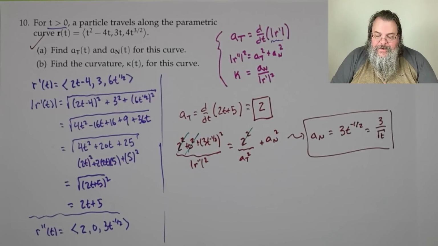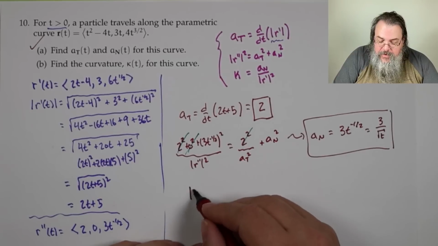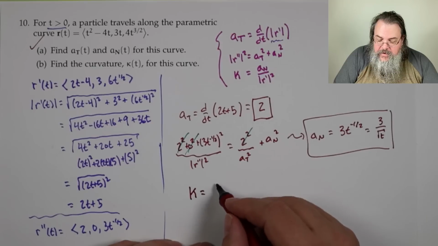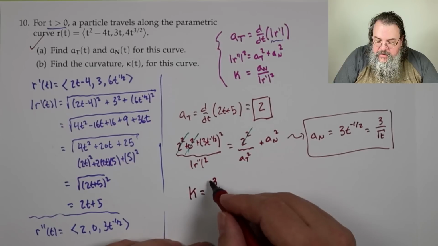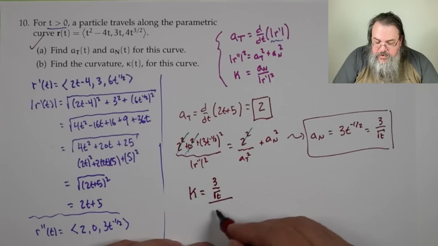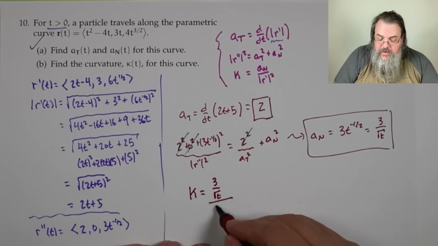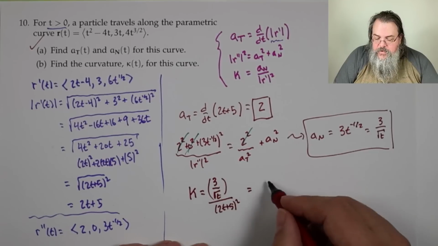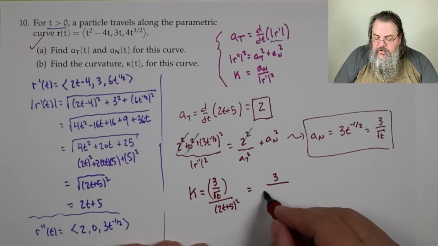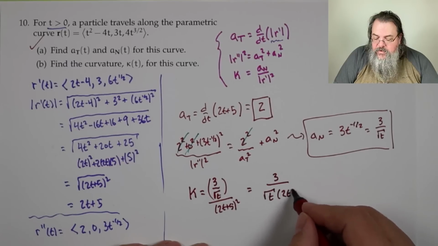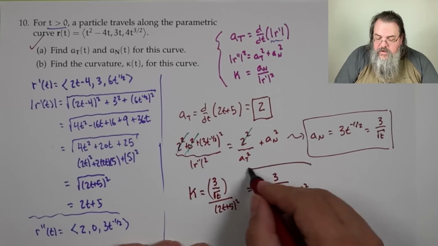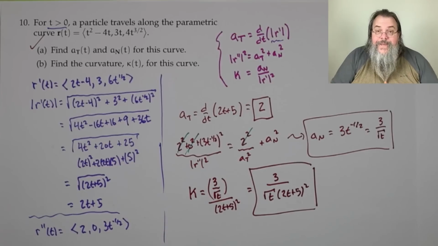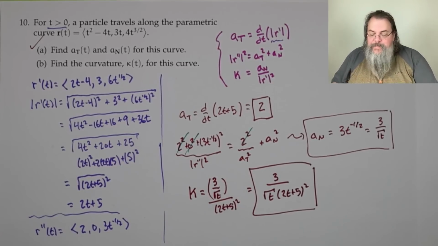What about part B? As soon as you've done part A, it's a freebie. Once you understand the formula, kappa is our a sub n, 3 over the square root of t, over our magnitude of r prime squared, which is (2t plus 5) squared. Cleaning this up, that's 3 over the square root of t times (2t plus 5) squared. And that's it. That's the last piece.